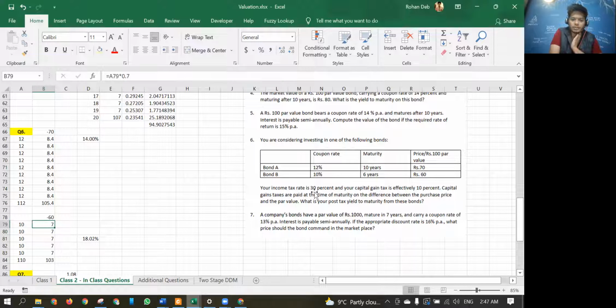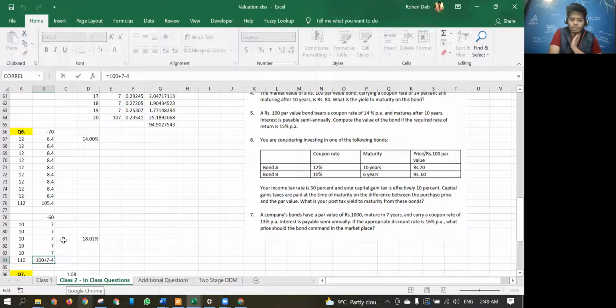For the second question, it was 10% for 6 years and you purchase it at 60. So minus 60 at the initial, then 10 rupees for the next 6 years. And in the last year you also get rupees 100. You put the taxation element, so 10 into 30%, reduce 30%, so 70% is 7 here. And then you also have to reduce the capital gain. So capital gain is 100 minus 60, which is 40 into 10%. So this is 100 plus 7 minus 4.